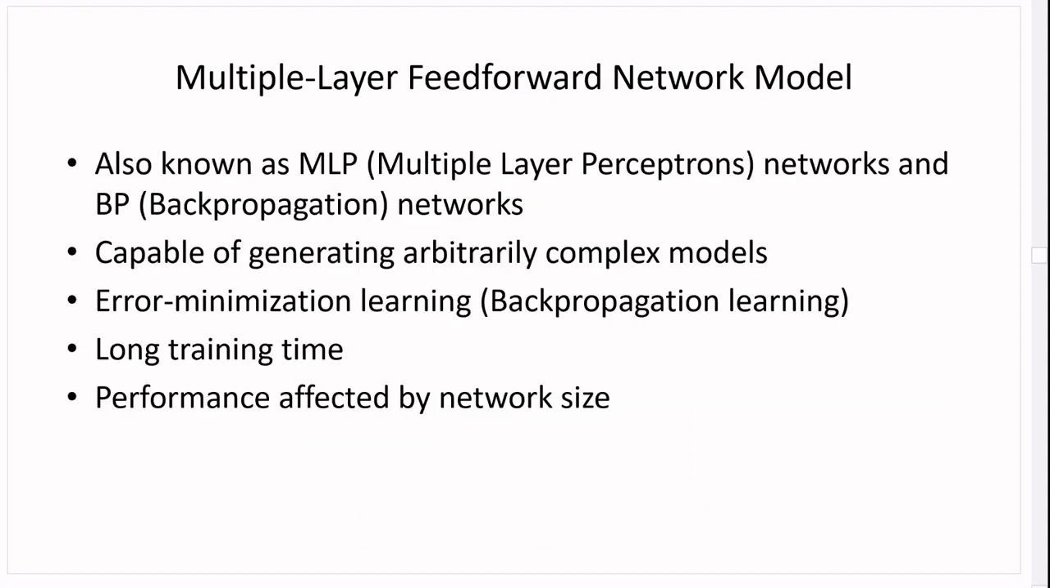These networks are also known as MLP, which stands for Multiple Layer Perceptrons Networks, as well as BP networks, which stands for Backpropagation Network. These networks are capable of generating arbitrarily complex models. The learning in these networks is done via error minimization, and this learning technique is known as backpropagation learning. A typical behavior of this learning is that it takes long training time, and the performance or the results of learning are affected by the size of the network.